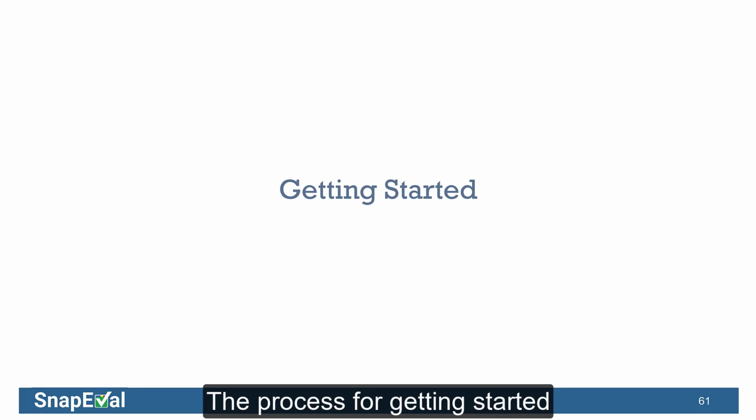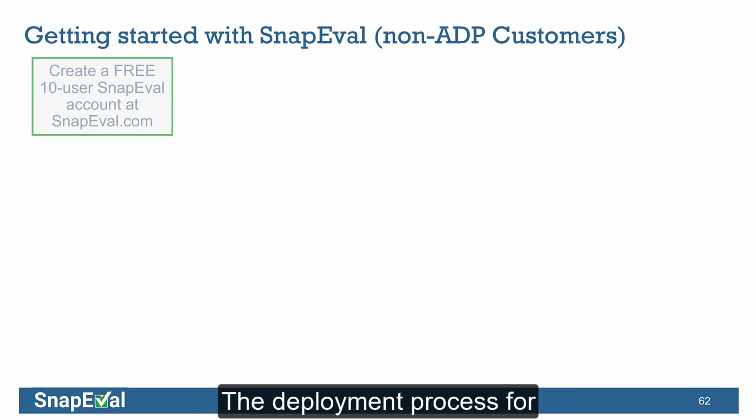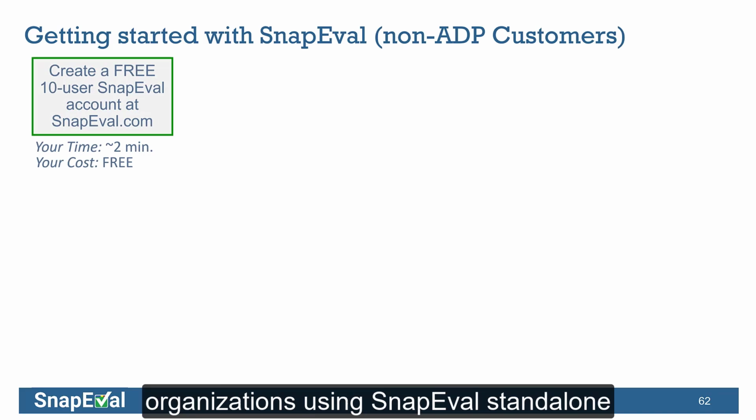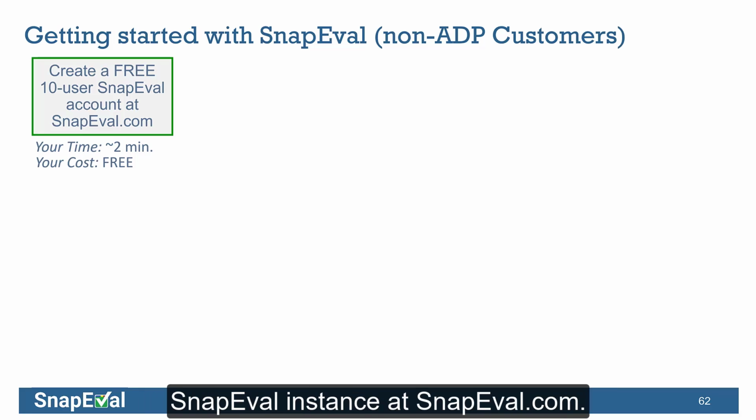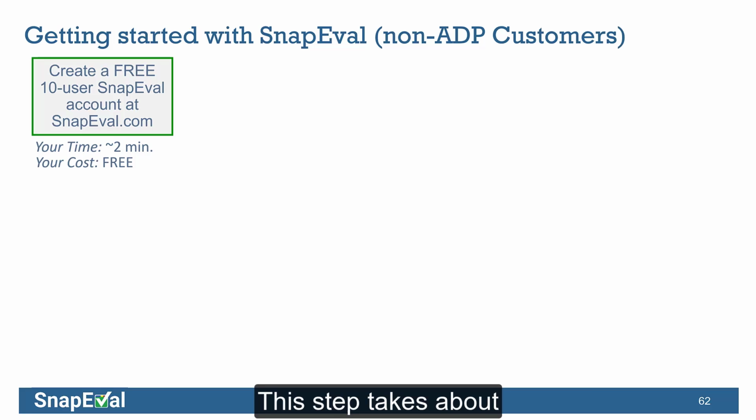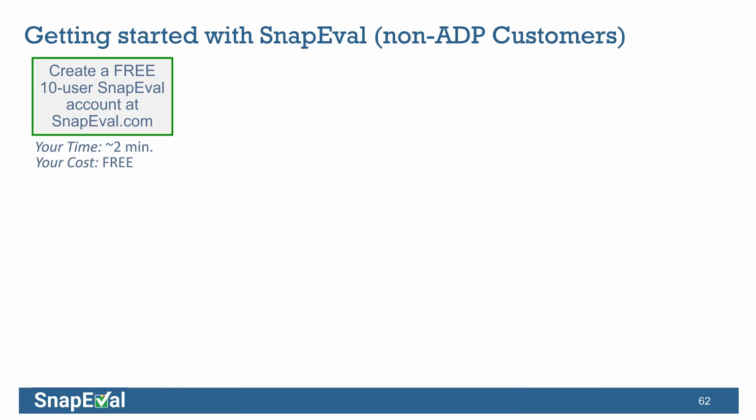The process for getting started with SnapEval is quick and easy. Depending on the complexity of an organization and its goals, deployments can be done in a matter of minutes to a few hours. The deployment process for organizations using SnapEval standalone starts by creating a free 10-user SnapEval instance at SnapEval.com. This step takes about 2 minutes and is free.